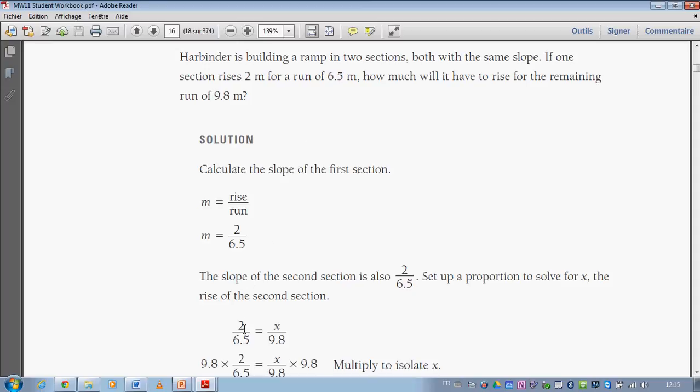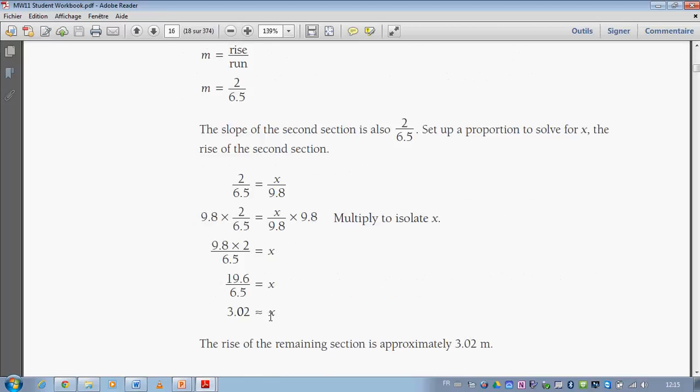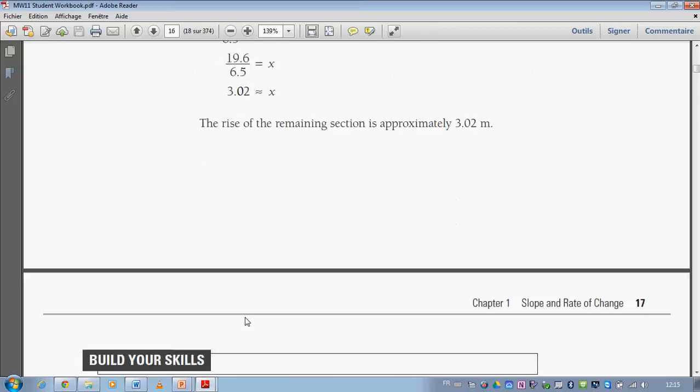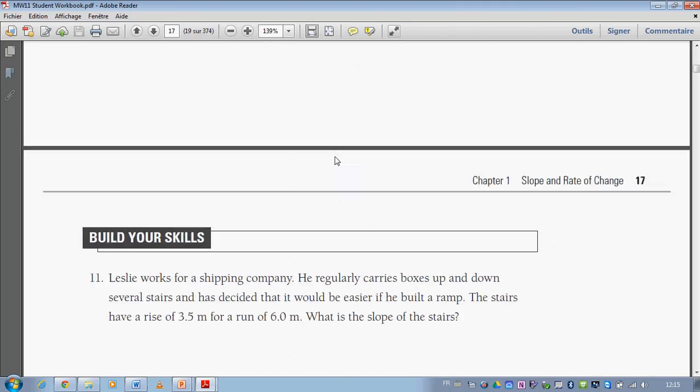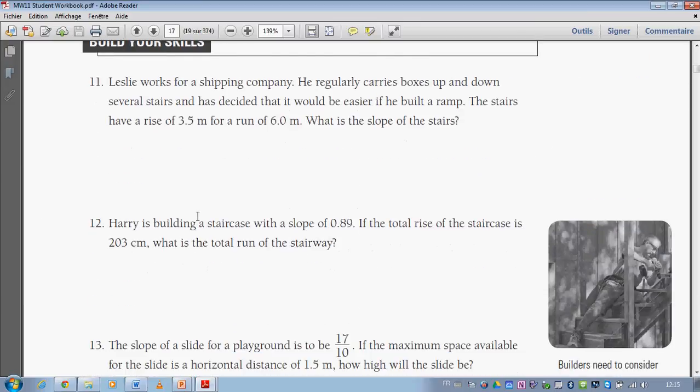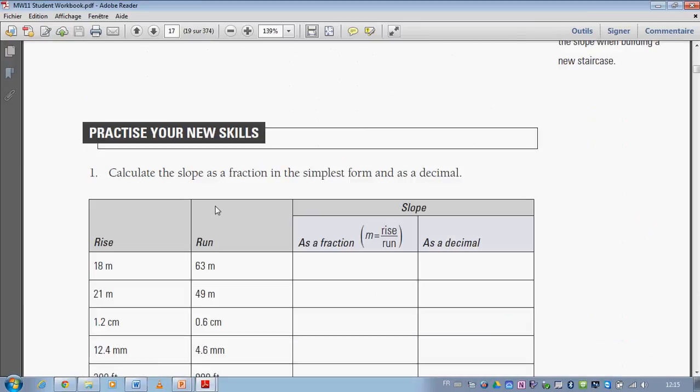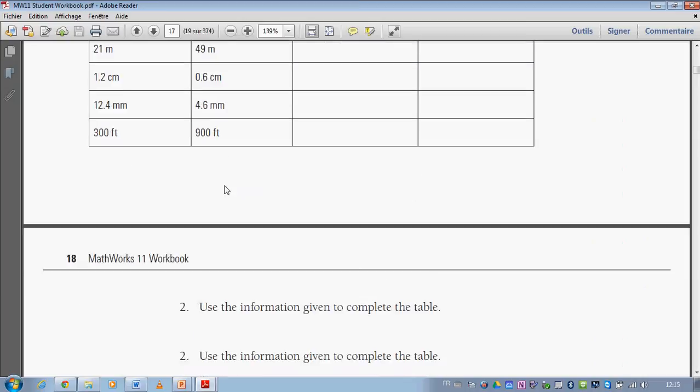Here it is. And it's asking you how much will it have to rise for the remaining run. So here you've got to figure out what the rise is for a run of 9.8, and again you cross multiply: 9.8 times 2 divided by 6.5 to get x. In this situation it's about 3.02. And so that gives you the basics for trying out questions 11, 12, and 13 there, and also to practice your new skills.